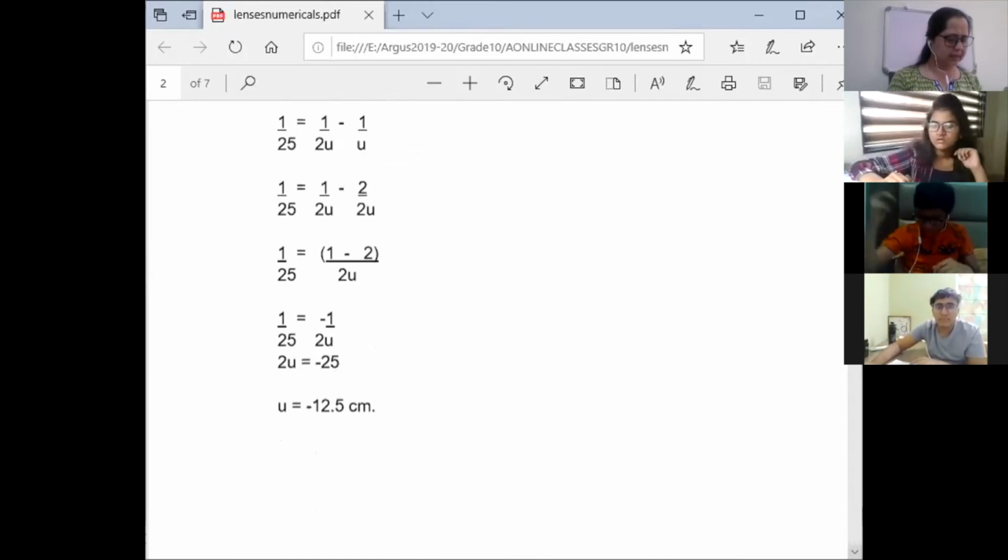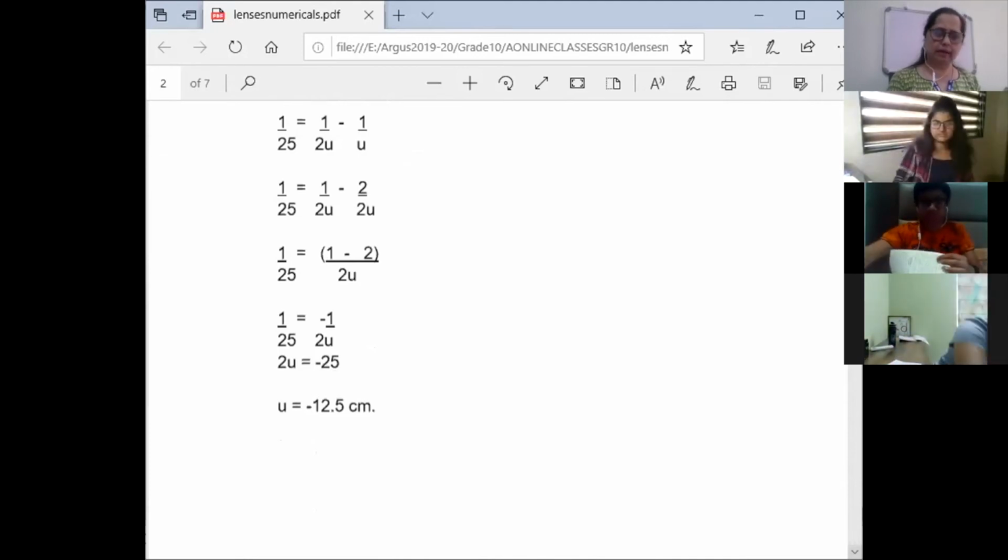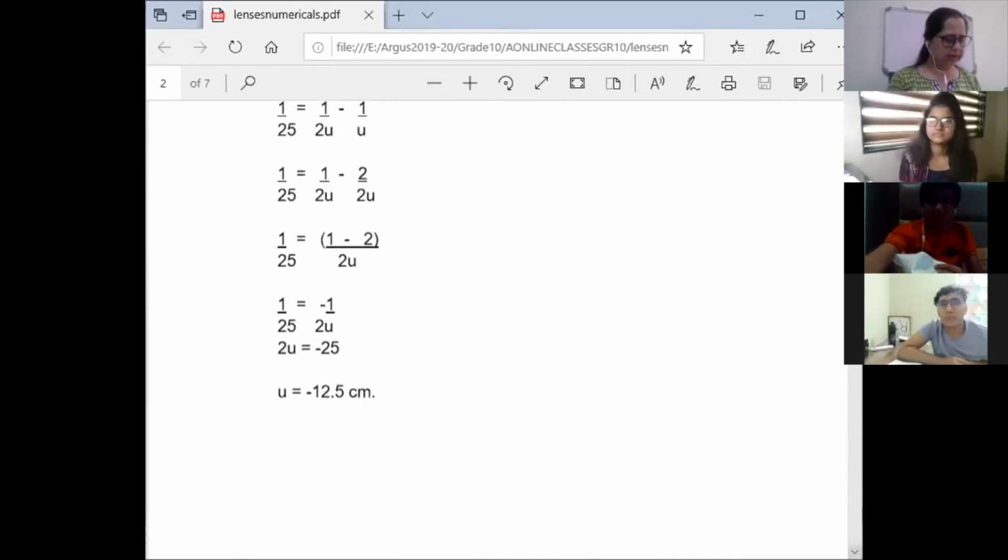Since it is a real image, magnification will be positive or negative? Negative. Very good. So in this case, magnification will be negative. So you will write -3 equal to V upon U. Please write it over there. I'm giving you a hint. Magnification M equal to V upon U. So instead of M, you will write -3 equal to V upon U. So you will write V equal to -3U.